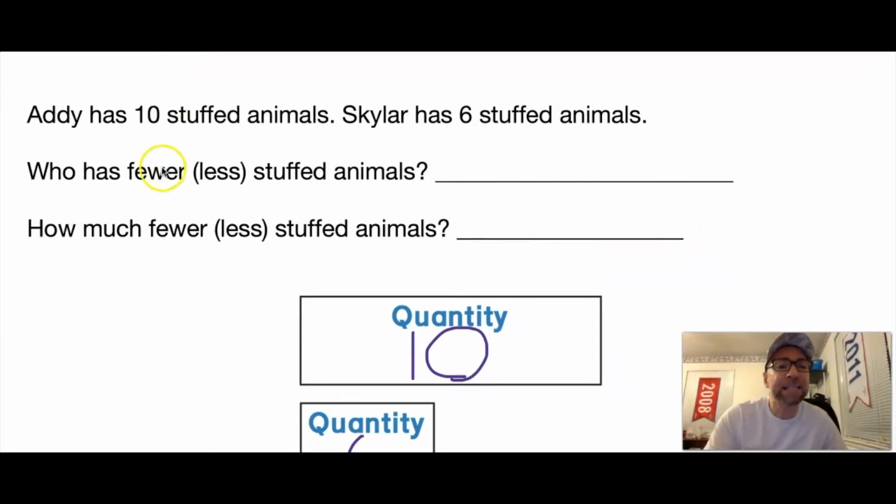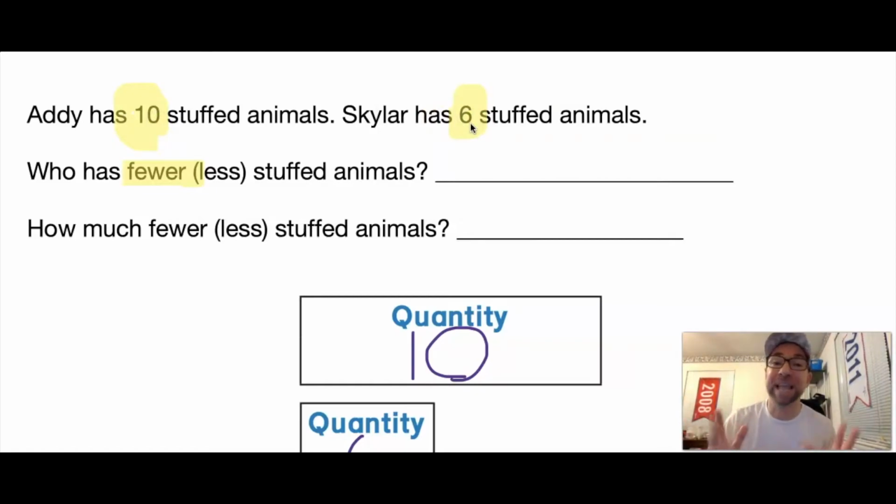Who has fewer stuffed animals? Now, fewer is a fancy word, but it means less. If you have a few stuffed animals, you don't have a lot. So who has fewer means who has less, Addie or Skylar? So which number is less, 10 or 6?